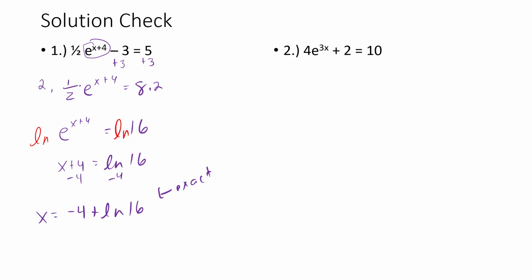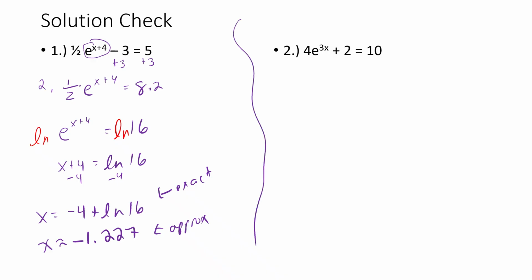And then if you are in scientist or engineering mode, you would do -4 plus the natural log of 16, and we get -1.227. So x is approximately equal to -1.227, and that is approximate.